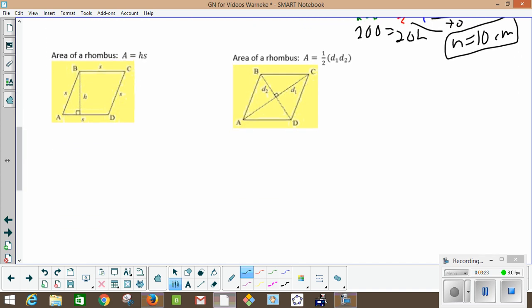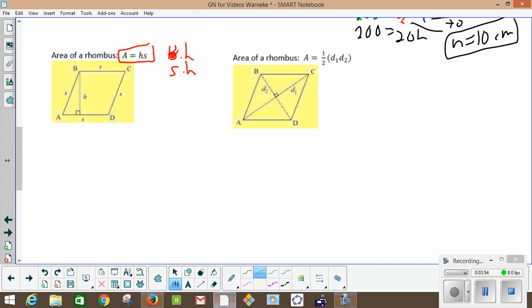Next we have area of a rhombus, but there's two formulas that we have. Area of a rhombus is S times H, which should look familiar, but we are used to seeing it as base times height. But since it's a rhombus and we know that all sides are equal length, then we would just say all the sides are S, so then it becomes S times H, because the base is now called S, which is typically what you would do for a shape that has all sides equal length.